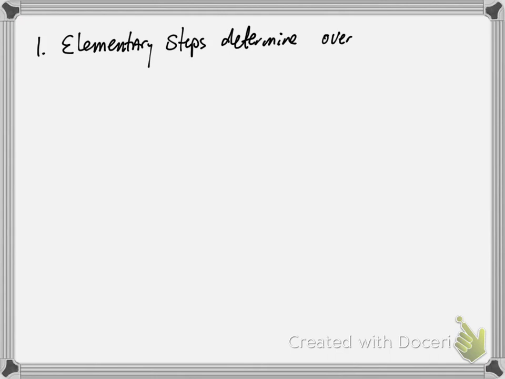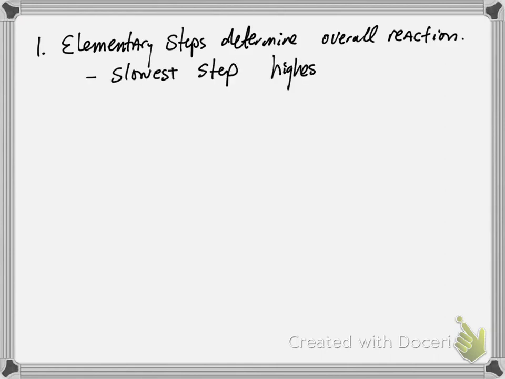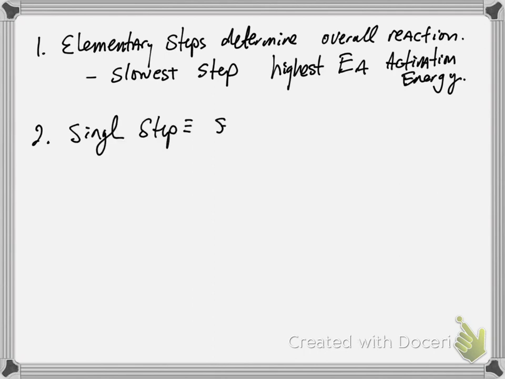Okay, so I'd just like to summarize here. Number 1, elementary steps are used to determine the overall rate law. So that's what you want to make sure is clear. You never get it from the overall reaction unless you're told it's a single step reaction, right? So the slowest step determines the rate law. That is the highest activation energy step. 2, a single step is an elementary step, right? It's the only step, it's the elementary step. You can use it to write the rate law.